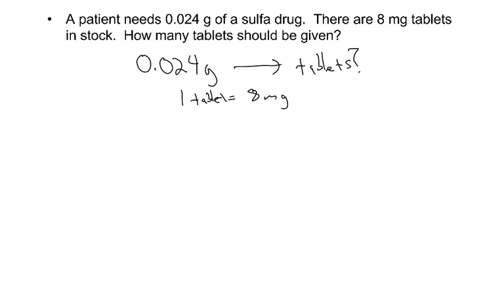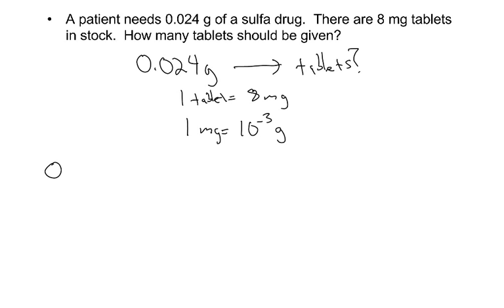So I also need the conversion for how to go from milligrams to grams. Now this is one of the conversion factors that I wanted you to know. We know that 1 milligram is 10 to the minus 3 grams, because the prefix milli means 10 to the negative 3. With these two conversion factors, I can get from grams into milligrams, and from milligrams to tablets, which is what I'm looking for. So I think I have all the information that I need.